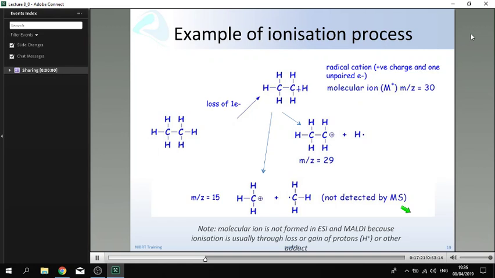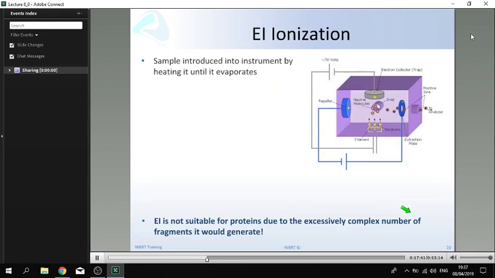So if it's not charged, this is not going to be detected by mass spec. This is just an example of the ionization process. Different molecules will fragment differently when they are ionized, but usually we can predict where molecules will fragment and what kind of mass spectrum we should get.